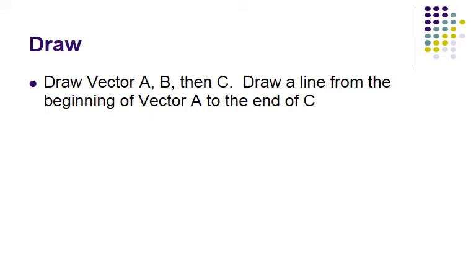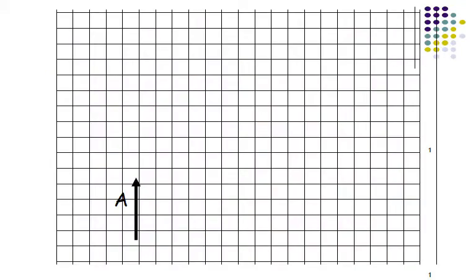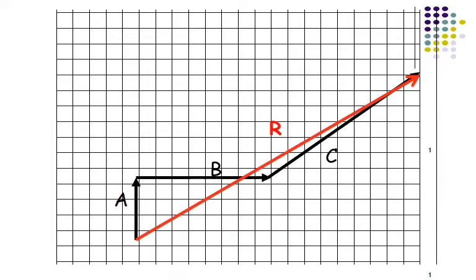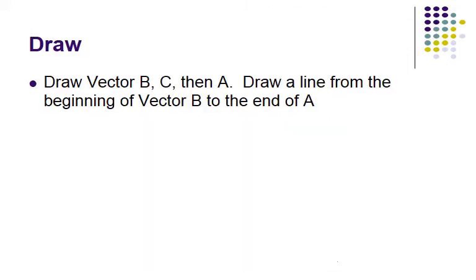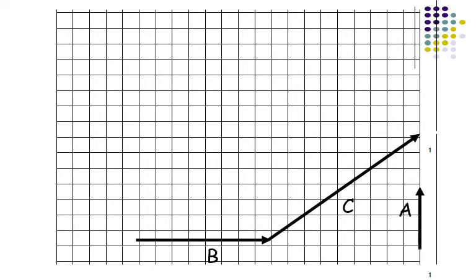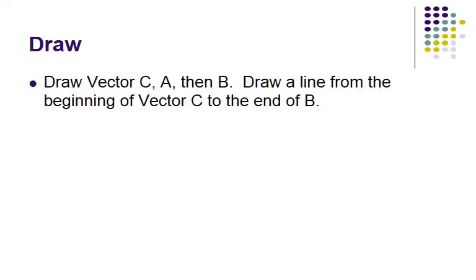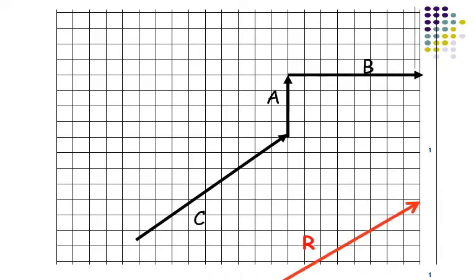Okay, so now what we're going to do is draw vector A, then vector B, then vector C, and then draw a resultant. So if we draw our three vectors here, we have vector A, then vector B, and then vector C, and we can draw the resultant. Now we're going to change the order and see what happens. We're going to draw vector B first, then vector C, then vector A. Turns out this is the exact same vector. So what we can see here is it doesn't matter the order that we add the vectors. As long as we add the same ones, we're going to get the same resultant. So if we did C, then A, then B, here's C, then A, then B, again the same resultant vector.